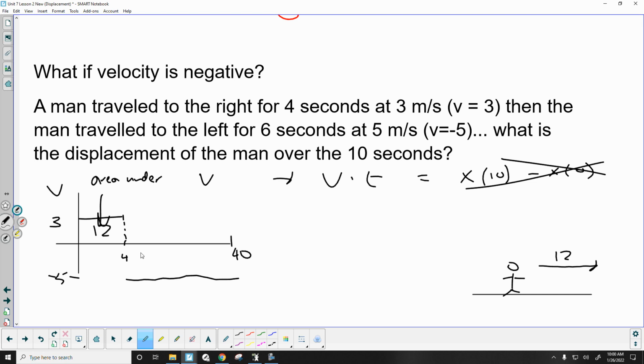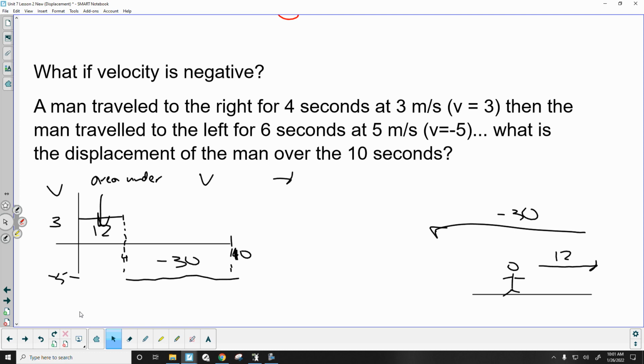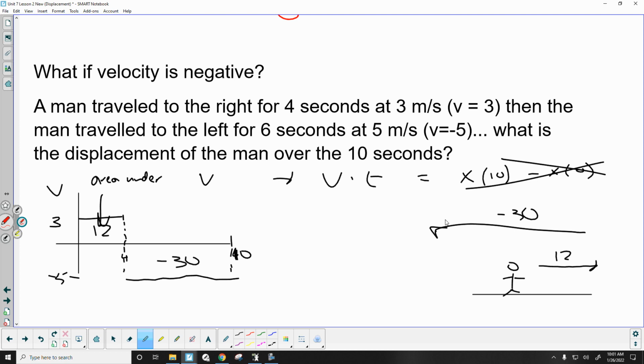And then I got this area here from 4 to 10 of -5, which is -30. What does that tell me? That after he moved to the right 12, he then moved to the left 30. Now, if we combine those two areas, what do we get? -18. 12 minus 30 is -18.